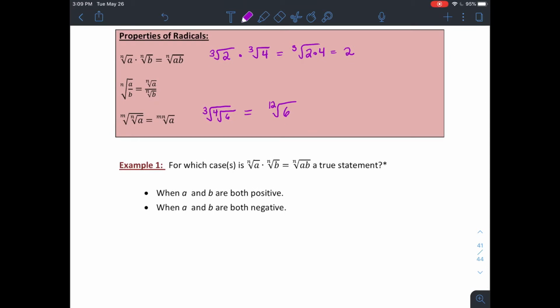I want you to think about that first property for a second, and when is it true? Sometimes there'll be some statement that says, hey, this is true if, and you guys just kind of ignore it and assume it's true all the time, but those actually do matter. In which case, or maybe both cases, is this statement true?